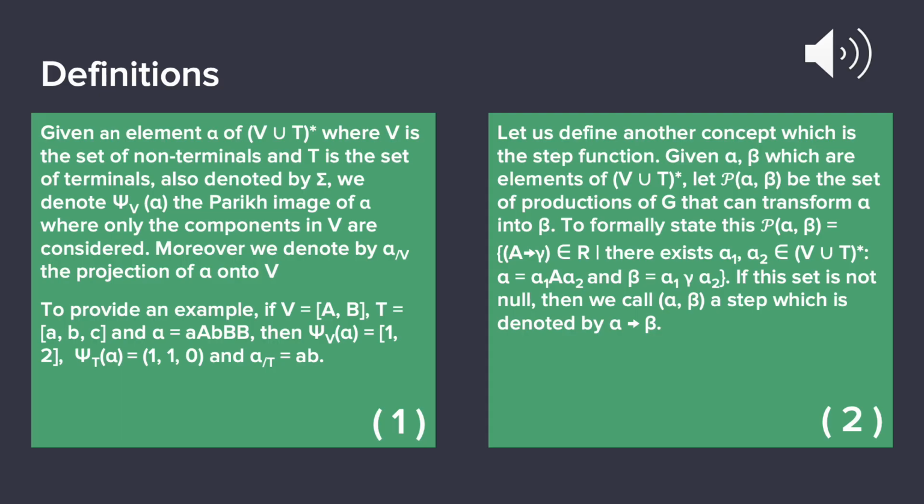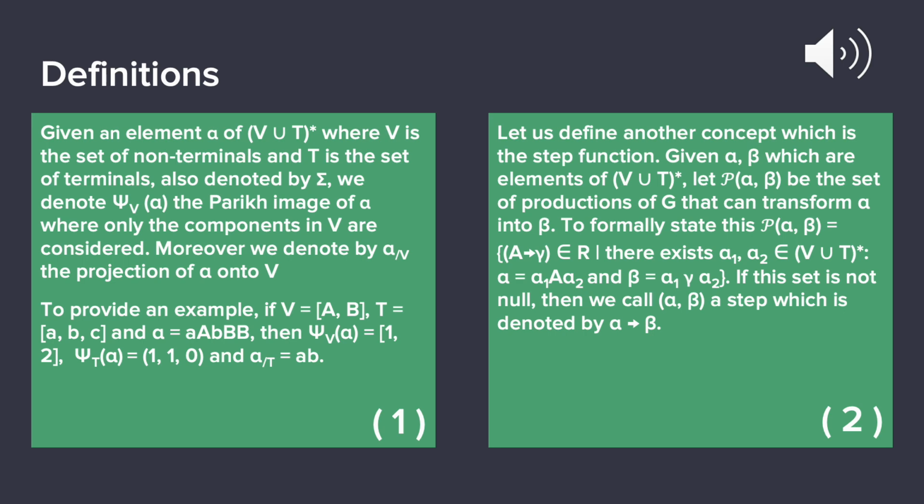Now let's define some definitions before we go into the actual proof. Given an element alpha of (V union T)*, where V is the set of non-terminals and T is the set of terminals, also denoted by sigma, we denote psi sub V of alpha to be the Parikh image of alpha, where only the components in V are considered. Moreover, we denote alpha sub V to be the projection of alpha onto V.